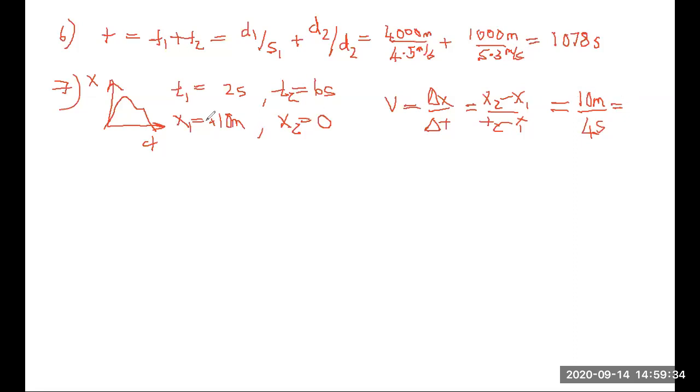And so this comes out to be, there should be a minus sign. Sorry, I made a mistake. Where did I make a mistake? I made a mistake right at the end. This should be a minus sign, because x2 is 0 and x1 is 10. So this is minus 10. And so that's going to give us minus 2.5 meters per second. And so that was my answer to that one.